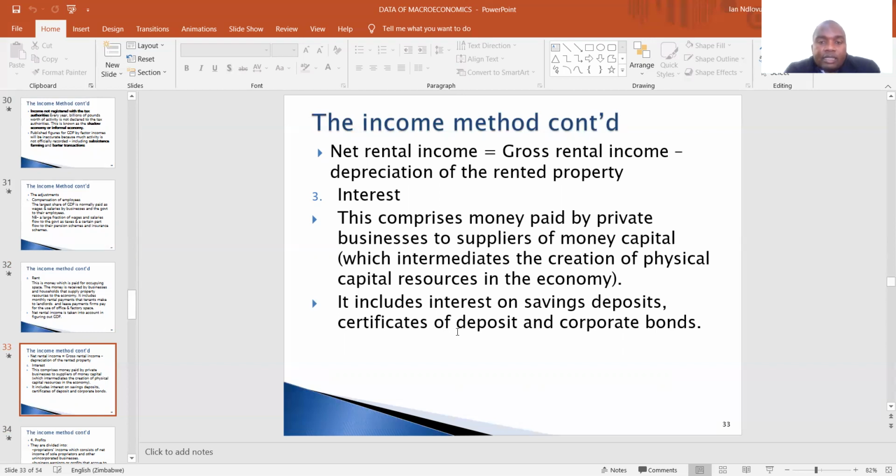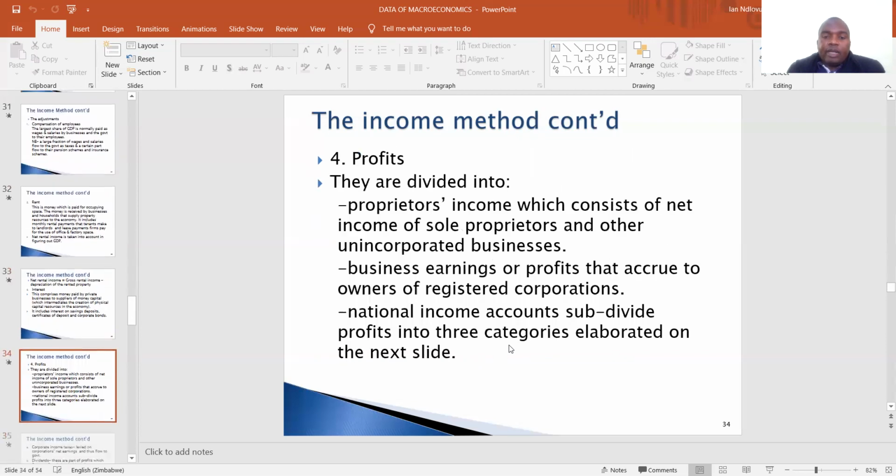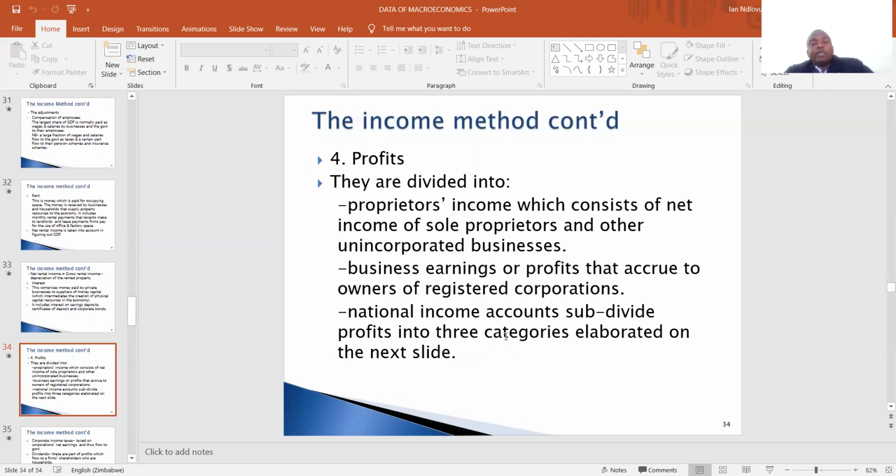How about interest? This comprises money paid by private businesses to suppliers of money capital. Why money capital now? Because we are no longer under the expenditure method. We are now under the income method. That's number one. Number two, because the flow of money capital intermediates the creation of physical capital resources in an economy. It includes interest on savings, deposits, certificates of deposit, and corporate bonds, among the most common financial instruments to be found in the money markets or in financial systems of many countries.